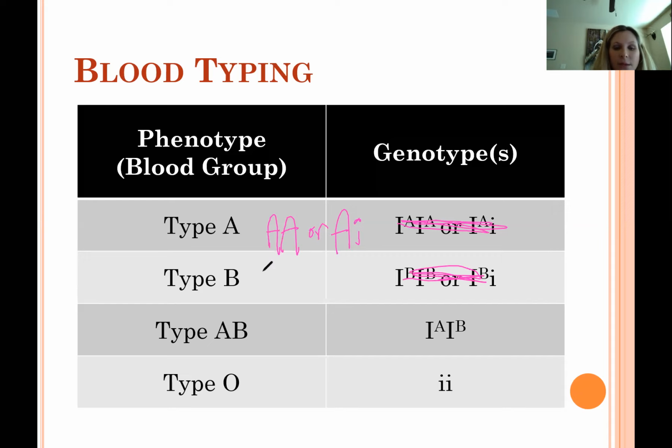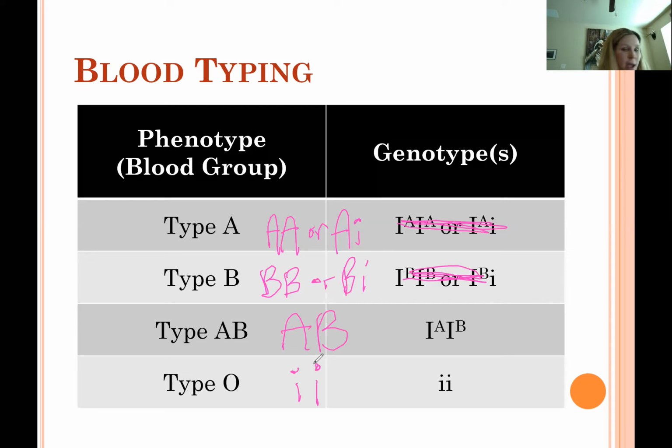If someone has type B blood type, they are either big B, big B, or big B, little i. So they either got a dominant B from one parent and a dominant B from another parent, or they got a dominant B from one parent and the recessive from the other. I'm going to tell you exactly what blood type means and what the dominant A and dominant B and i actually mean in just a minute once we get this down. Type AB blood type can only be one thing. They got a dominant A from one parent and a dominant B from the other. Type O blood type can only mean one thing. They got a little i from each parent.